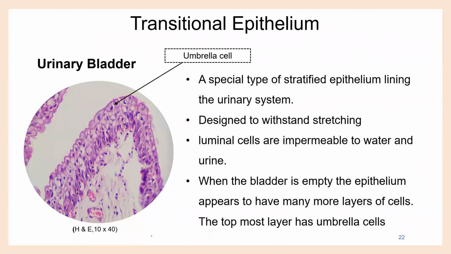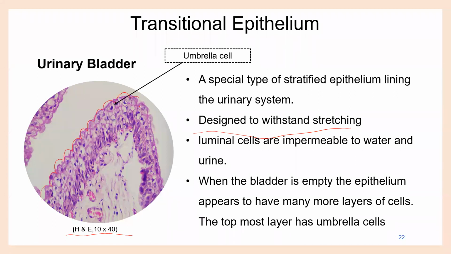Then coming to the transitional epithelium, you can see a special type of stratified epithelium which is limited to the urinary system. It lines the renal pelvis of the kidney, the ureter, the bladder, and some parts of the urethra. This is designed to withstand stress, and this is an H&E section, 10 to the power 40, and you can see the scalloped edge.